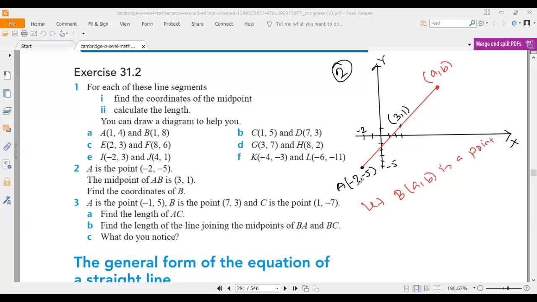Then can I say minus 2 plus a by 2 will be 3? How?